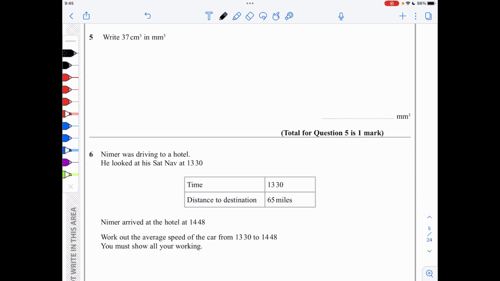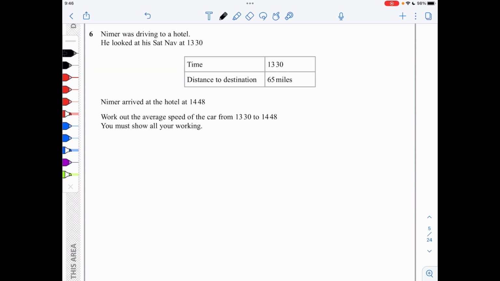In 5, we need to write 37 cubic centimeters in cubic millimeters. Well, we know that to go from centimeters to millimeters, we multiply by 10. So to go from cubic centimeters to cubic millimeters, we multiply by 10 cubed, and therefore 37 cubic centimeters will be 37,000 cubic millimeters.